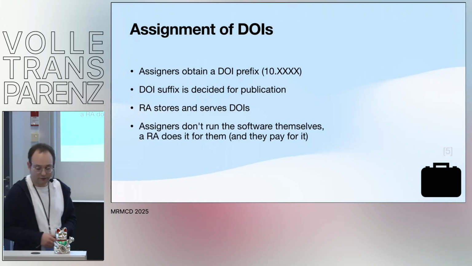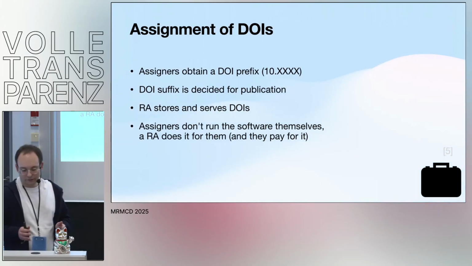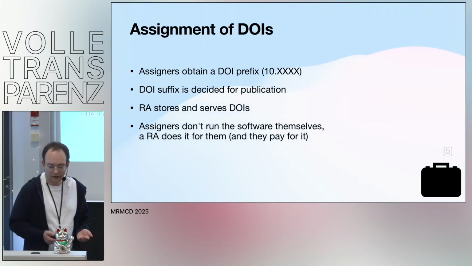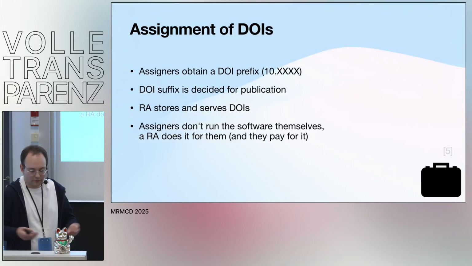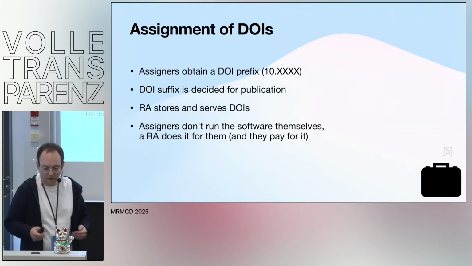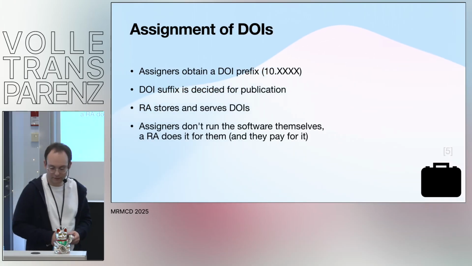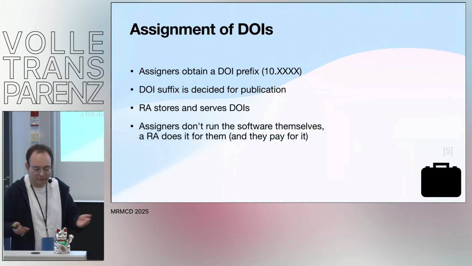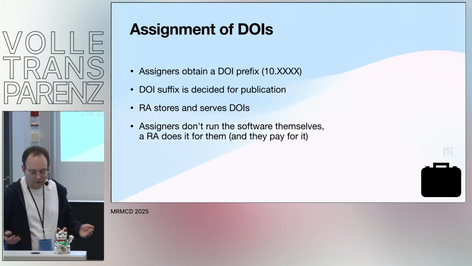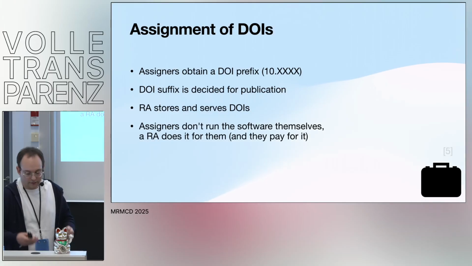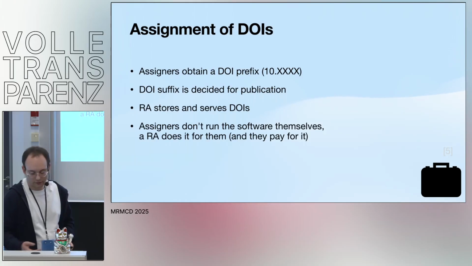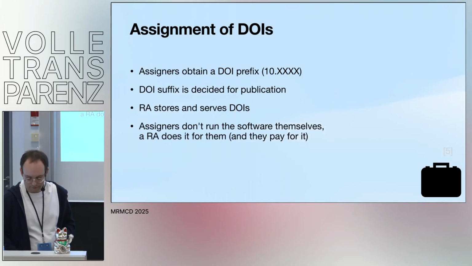Now the assignment of DOIs. The assigners are given DOI prefixes. They just register with one of the registration authorities, then they are assigned a prefix, and then they have some way of deciding DOI suffixes for their publications. They might just randomly make them up, or they have another system, and then they go to their registration authority. They tell them, these are the DOIs, please store them for me and serve them to the users, and the registration authority does it. The assigners don't run the software themselves, but the registration authority does it, and the assigners pay for it.